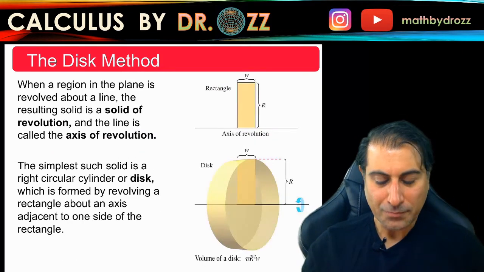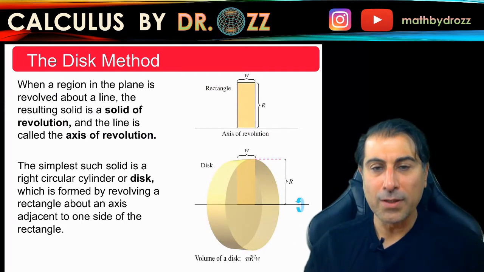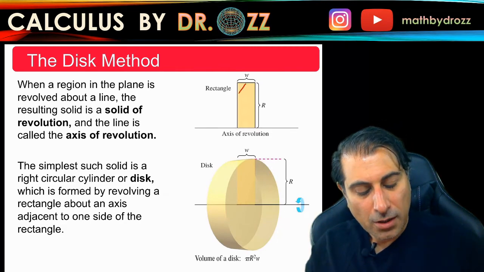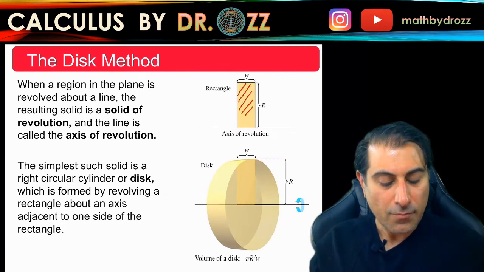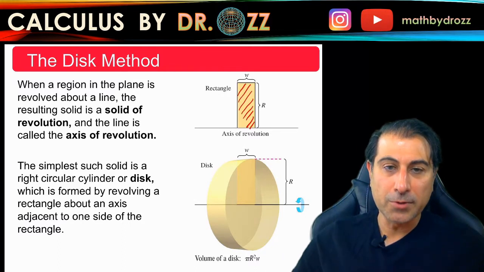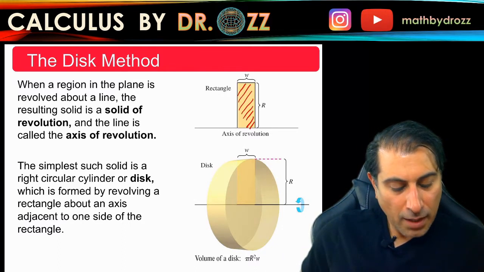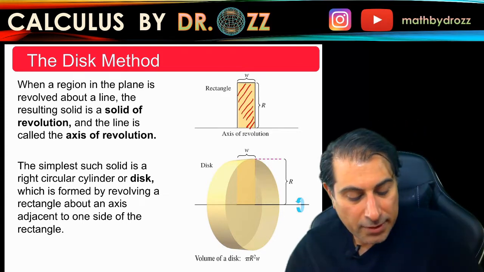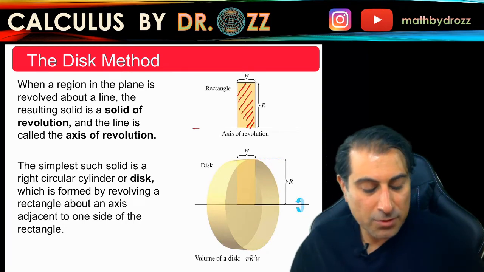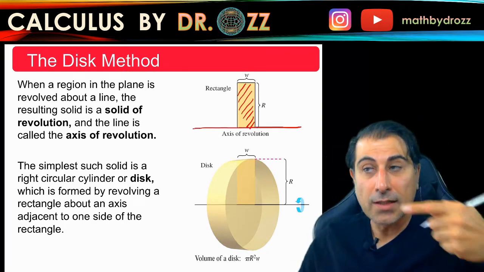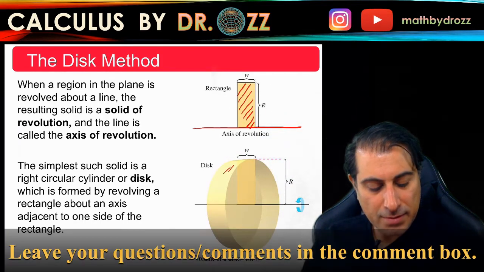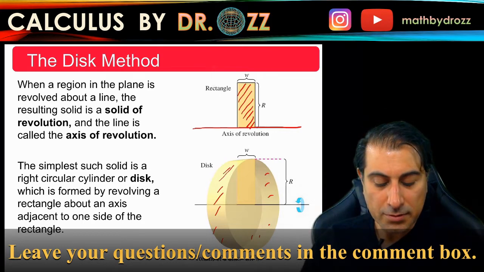So let's go back and talk about what it means to have a solid of revolution. Let's say we have a region in the plane, a rectangular type region with height r and width w. This line here is called the axis of revolution. What we're going to do is revolve this area around the axis, and then we're going to get this nice disk type object. This is called the solid of revolution.